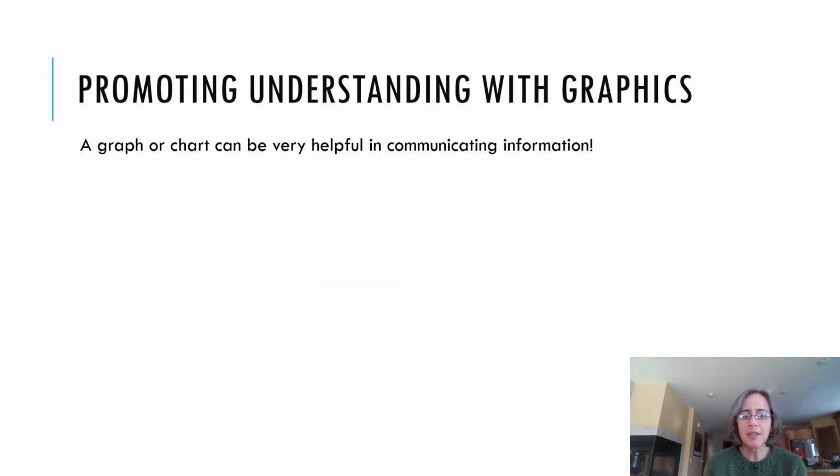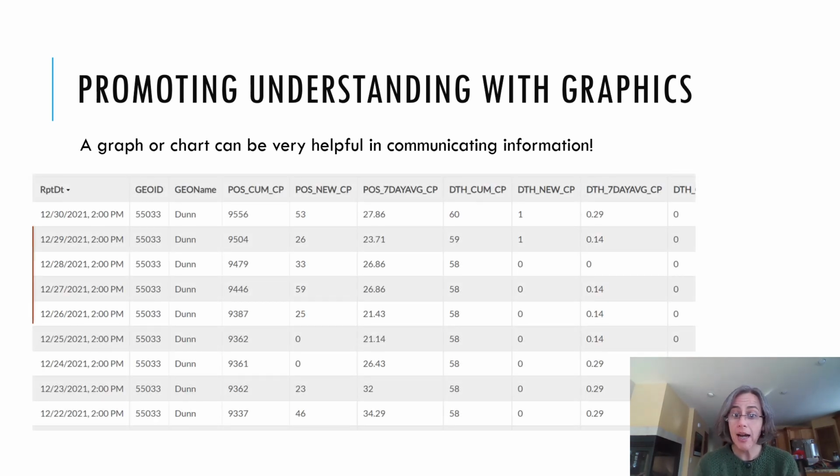So promoting understanding with graphics: a graph or a chart can be immeasurably helpful in communicating information. You all have now already seen the data tables that you can access to look at COVID data in Dunn County, in the state of Wisconsin, in different counties. There are lots of different places that you can go to get different data tables on this. But this table, when you look at it quickly, doesn't give you a lot of very useful information, right? You have to read every column and then say, what's happening here? And so this is where a graph or a chart can be really helpful.